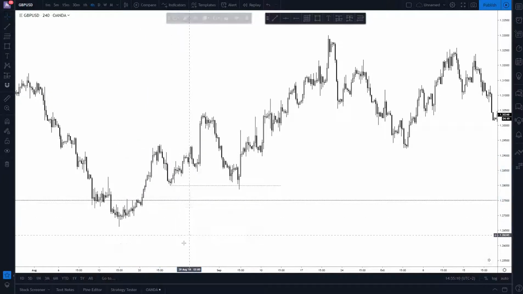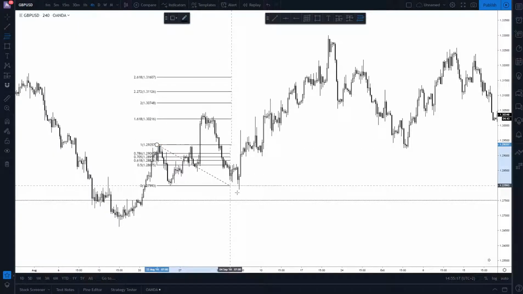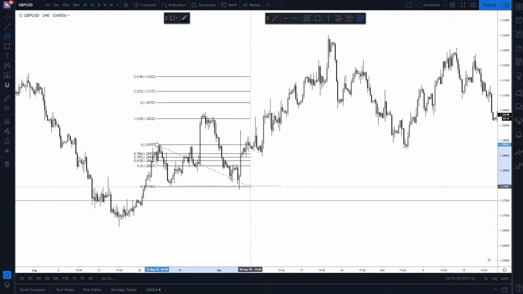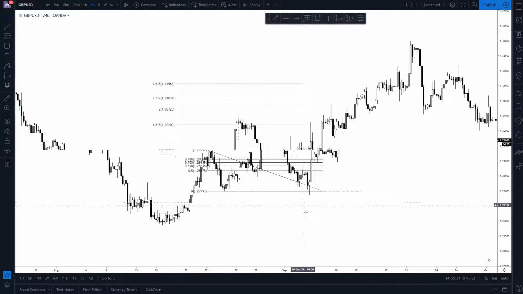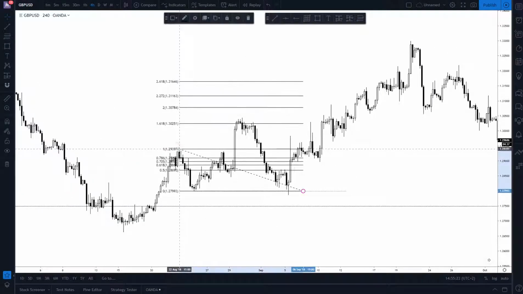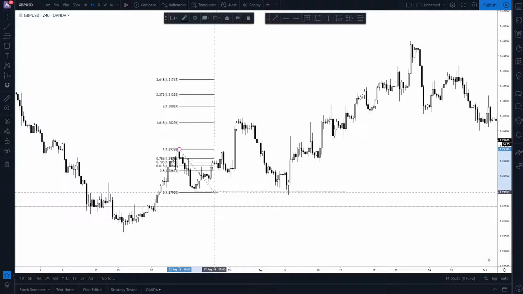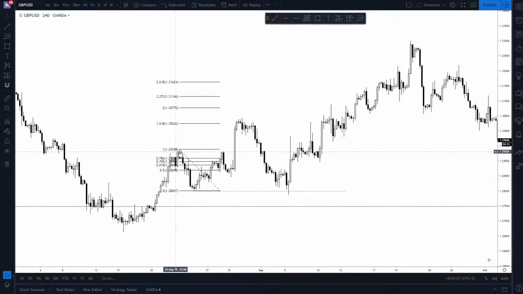But what is more interesting to me is the fact that there are basically two things which I would do here. The first thing right here is that I would draw the Fibonacci, I would use a fib from this high to this low if I would enter the trade, and I would be looking for my targets.